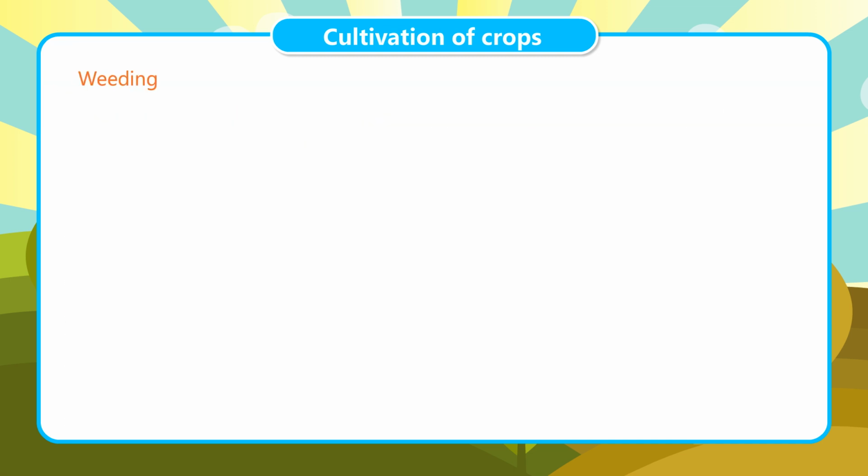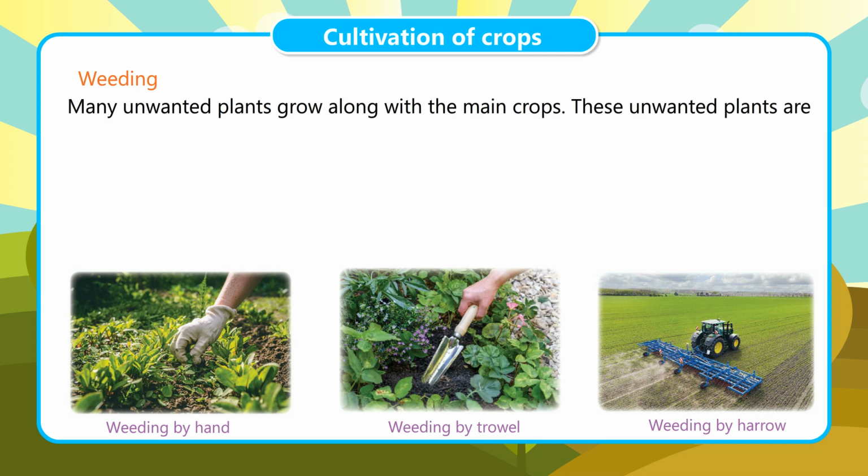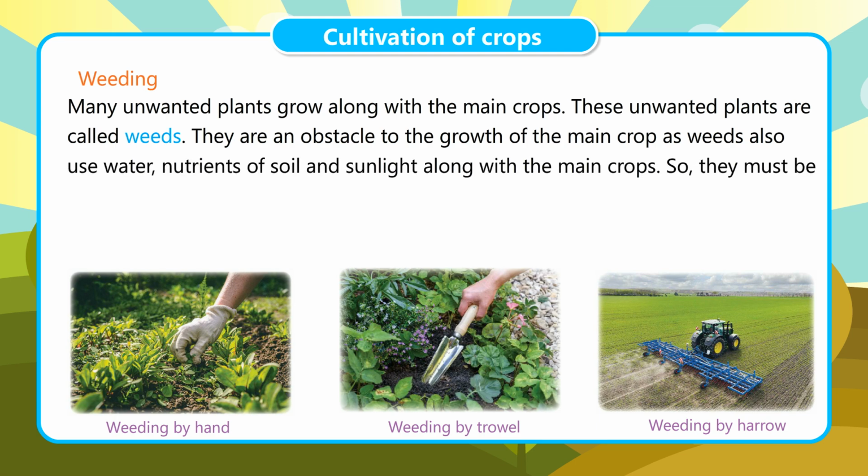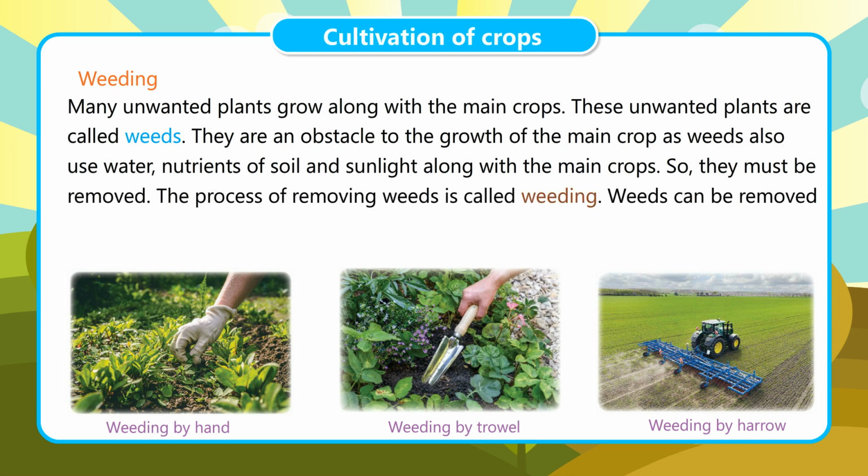Weeding. Many unwanted plants grow along with the main crops. These unwanted plants are called weeds. They are an obstacle to the growth of the main crop, as weeds also use water, nutrients of soil and sunlight along with the main crops, so they must be removed. The process of removing weeds is called weeding.